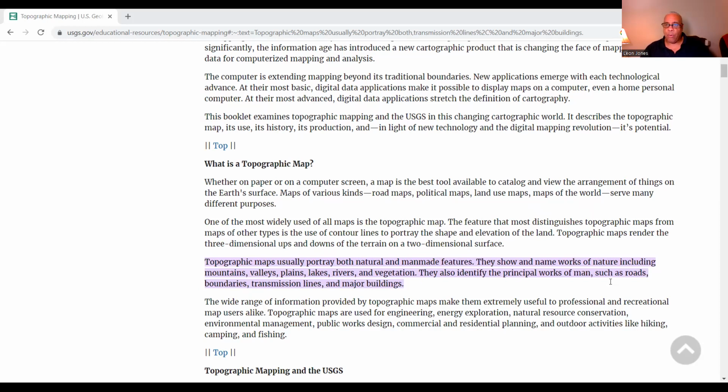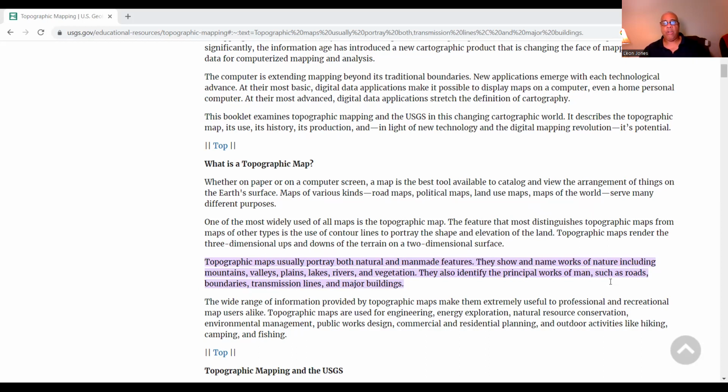Now, topographical maps render the three-dimensional ups and downs of the terrain on a two-dimensional surface. Usually they portray both natural and man-made features. They show and name the works of nature, including mountains, valleys, plains, rivers, lakes, and of course, vegetation. They also identify the principal works of man, such as roads, boundaries, transmission lines, and major buildings.